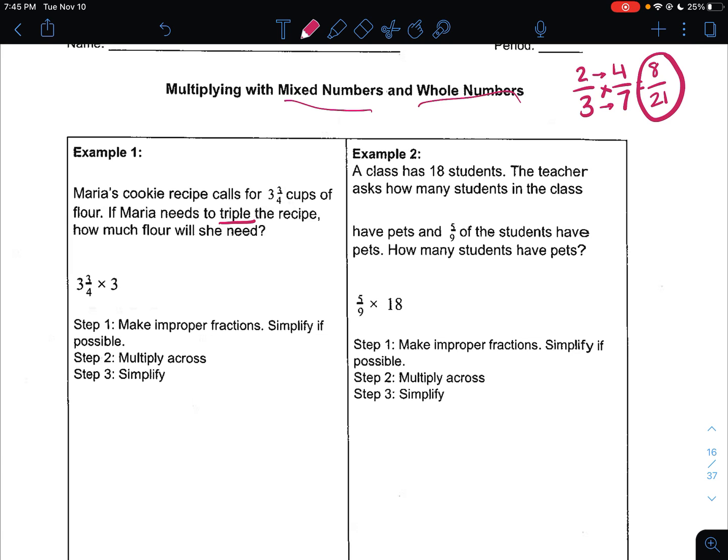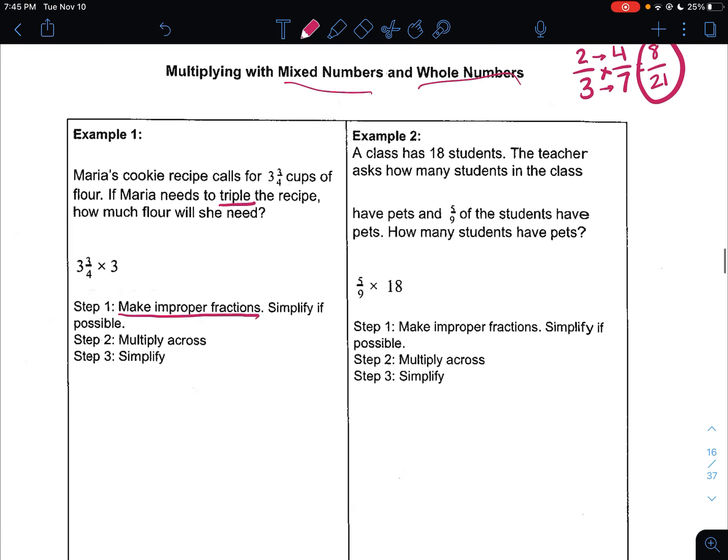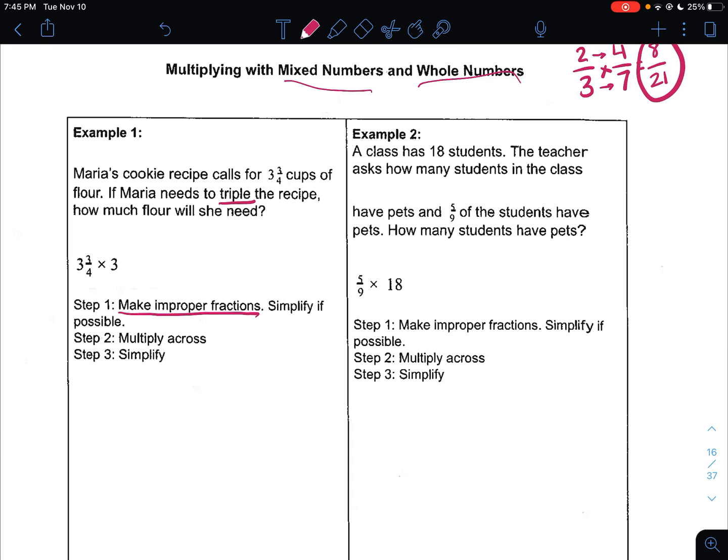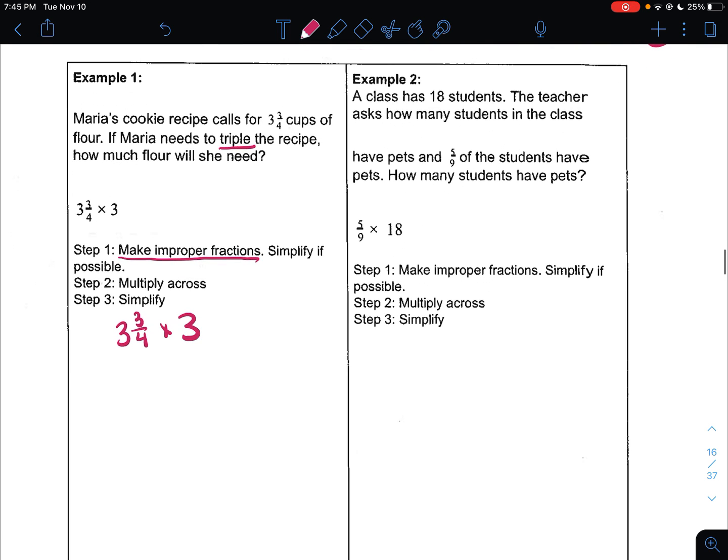So just like we did for addition and subtraction, I told you that the first step with mixed numbers is always to make them improper. So same thing. Step 1 is to make improper fractions, and then we're going to simplify if possible. So we're going to take 3 3/4 and make it improper. So you're going to go around the world. You do 4 times 3, which is 12, plus 3, which is 15/4. And then we're just going to multiply that by 3.